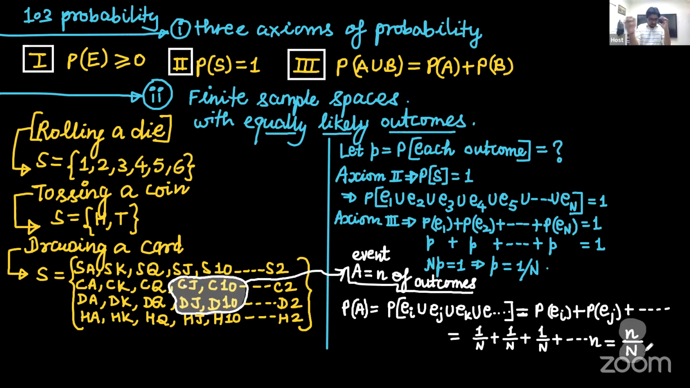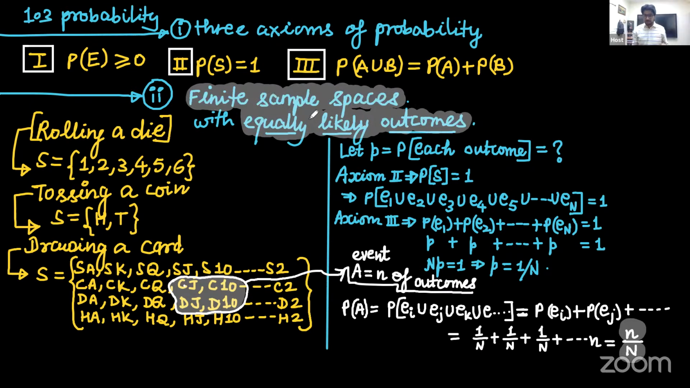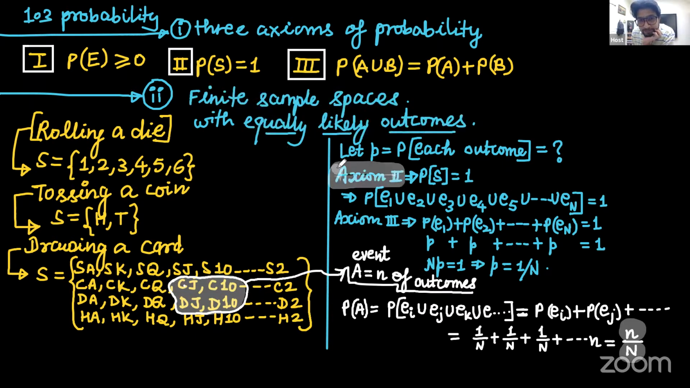People usually present this formula as a definition of probability. This formula is actually obtained for finite sample spaces with equally likely outcomes only. And notice that I obtained this formula with the same axioms that I defined in the very beginning.